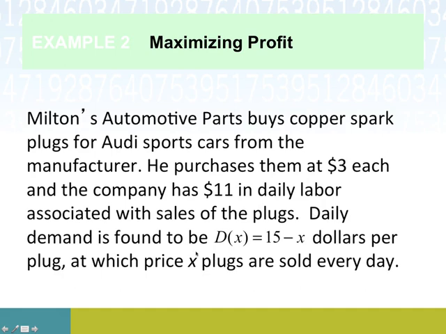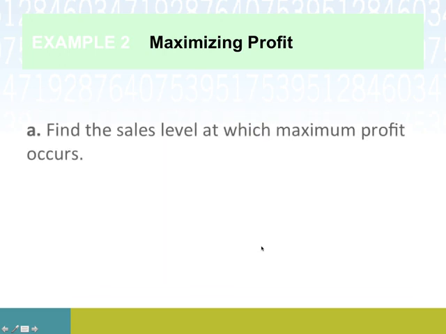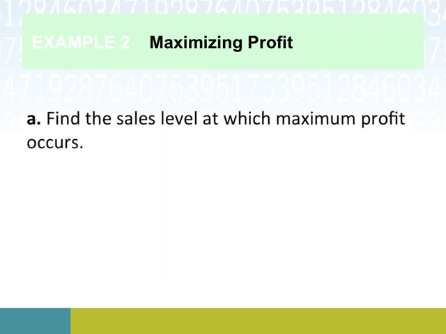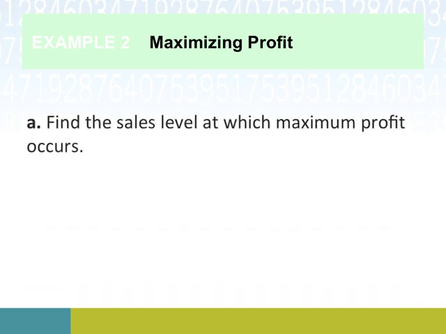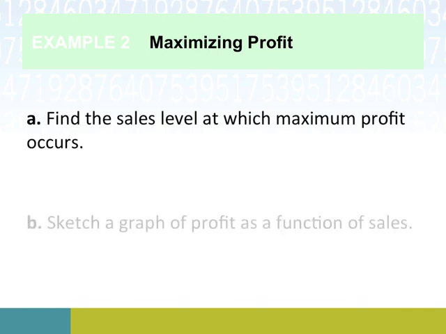Daily demand is found to be 15 minus x. This is in dollars, and x is the input when they sell x plugs. Okay, so that's the setup. Our task is to find the sales level at which maximum profit occurs. If you want to picture this as a metaphor, profit is a long way away from us. Right now, all we have is a description of how much it costs him to purchase these things, and how much he can sell them for as a function of how many he wants to get out the door. So we need profit, and in particular where profit is largest.